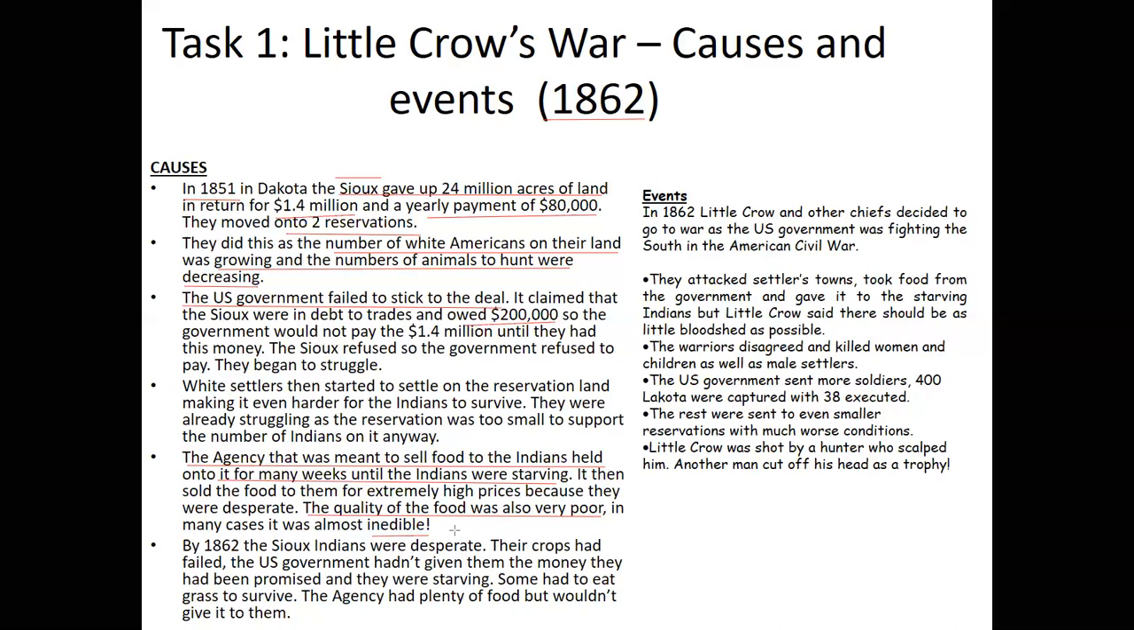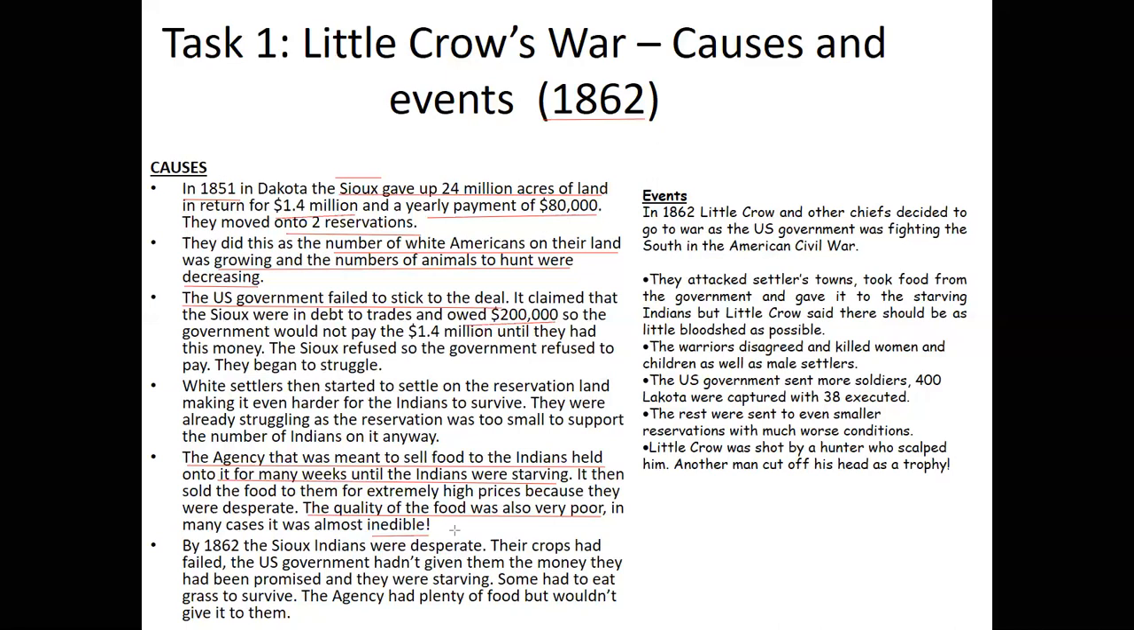However, the warrior brotherhoods disagreed with this, and it became a lot more violent than Little Crow actually wanted. And as a result of this, the warriors went on and killed women and children as well as male settlers. So it became more of a revenge mission for the warrior brotherhoods, and it totally went against what Little Crow wanted. All Little Crow wanted was to attack the warehouses and get food. The warriors didn't agree. This is where the US government got involved.